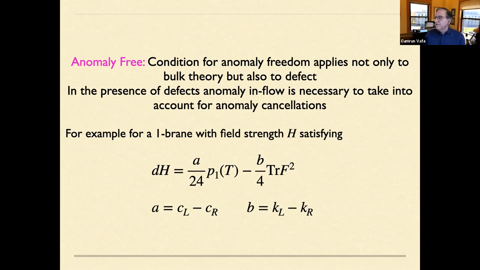From this formula, you can read off the anomaly inflow coefficients. It says that the anomaly inflow implies that the central charges of the left and the right movers on that brane do not cancel. They are not equal. So C_left minus C_right is A. And K_left minus K_right, the levels of the current algebra for the group associated with the gauge symmetry that we're talking about, will be equal to B. So just from such an equation, we can read off the central charges and the levels in this way.